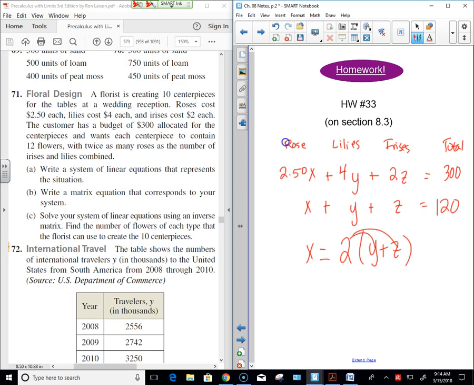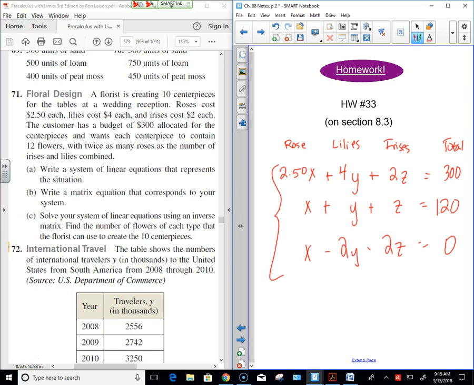Can't I make it 2y and 2z? And can't I subtract that to that side to get it all nice? And so I'm going to end up actually with, after rearranging, x minus 2y minus 2z equals 0. There's my system. 1 and 2 and 3.